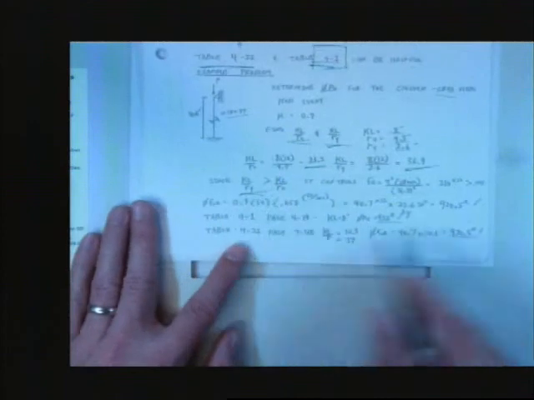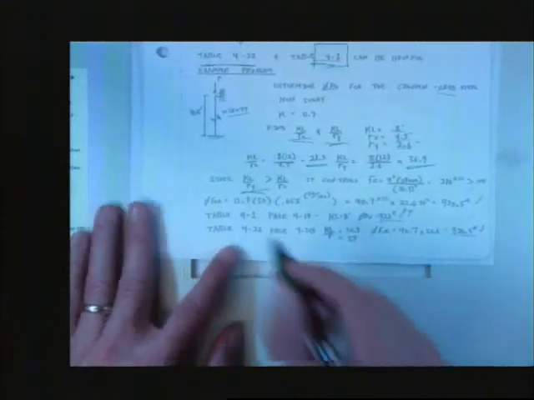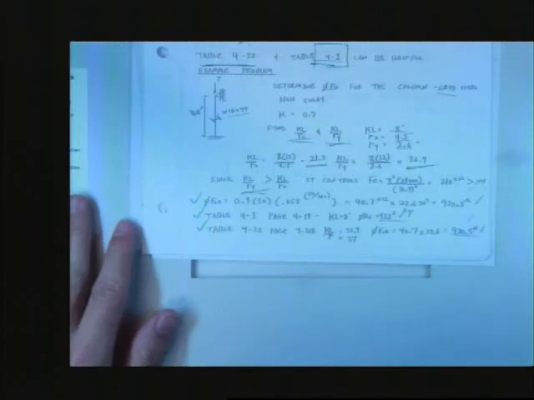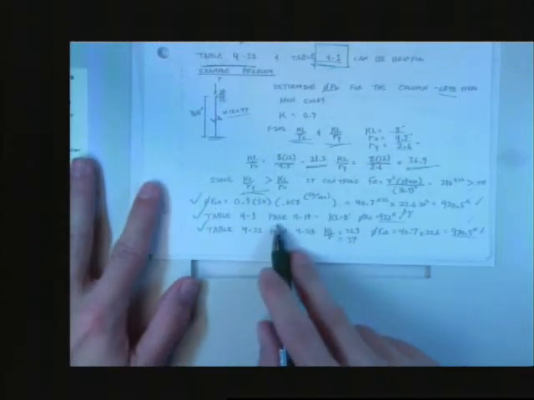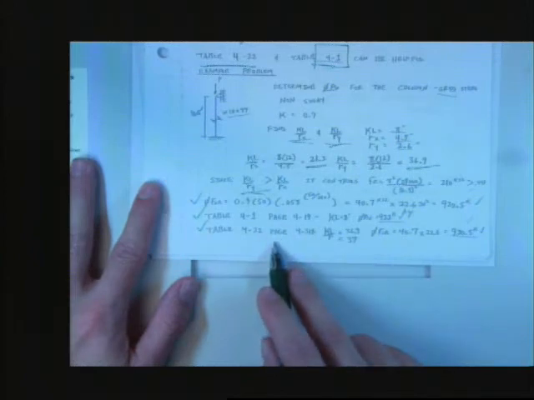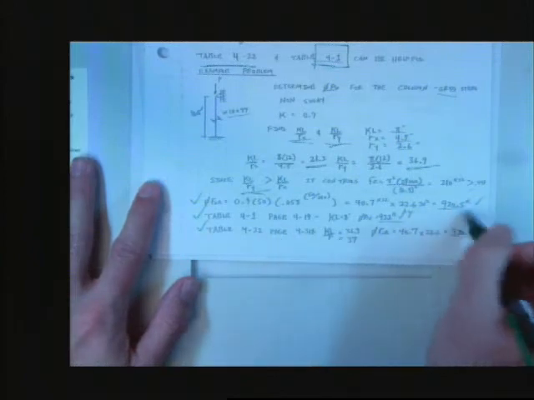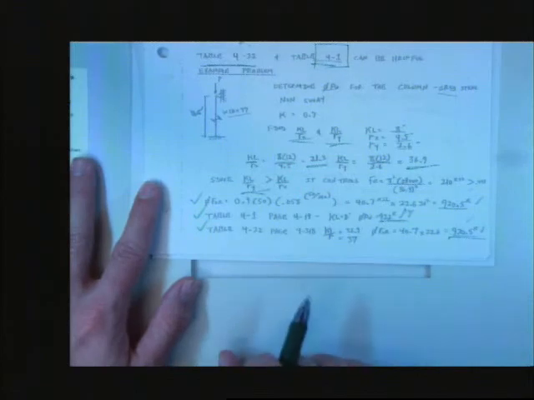So it controls. I've worked this problem 3 ways. You do not have to work it 3 ways. You only have to work it 1 way, but I just want to show you how it works. I've worked it with the equation, I've worked it using table 4.1, and I've worked it using table 4.22. And the answers are all really, really close.